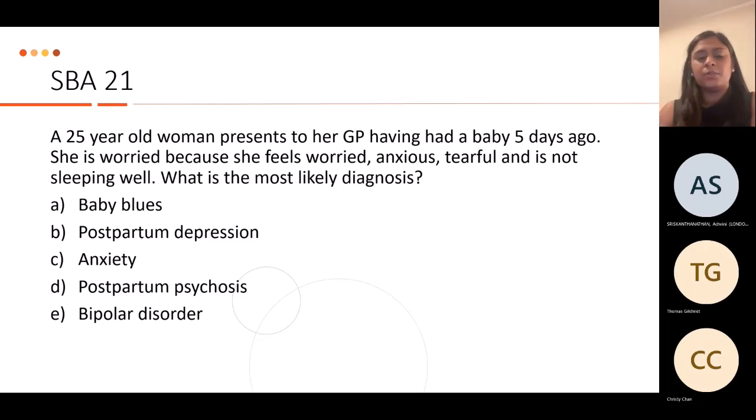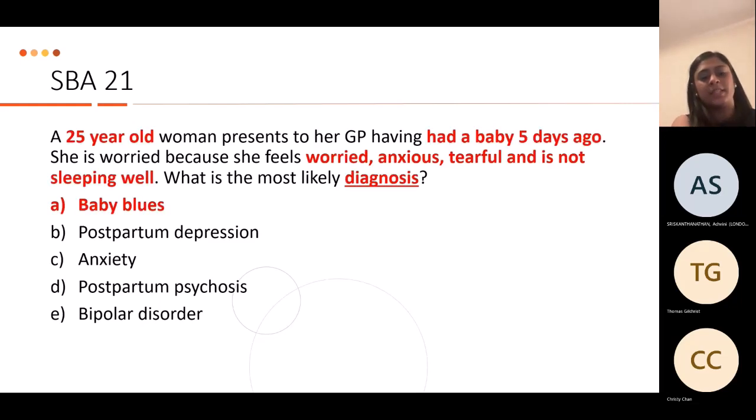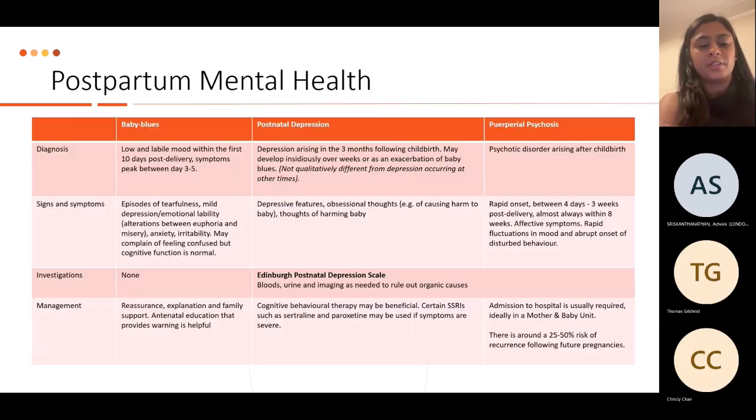Okay, so as most of you have guessed correctly, it's baby blues. It's too early to really be considered postpartum depression. It's very much in keeping with the idea of a low, labile mood, which peaks on days 3 to 5, whereas postpartum depression generally tends to take a little bit longer to develop.